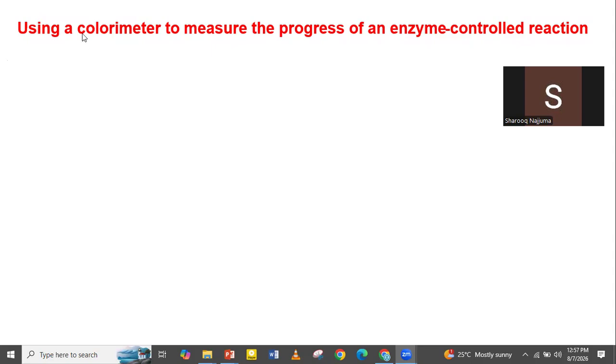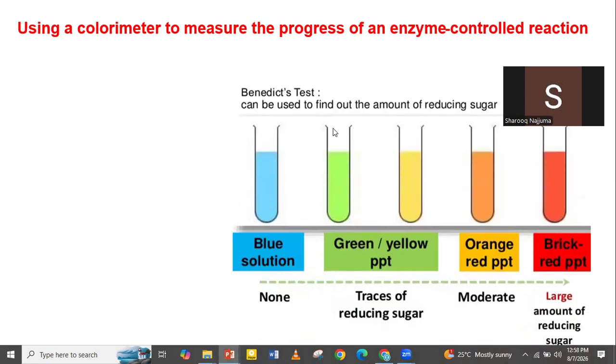You can see this word color. The word calorimeter has the word color in it. So a calorimeter is mainly used in reactions where we have color changes as the reaction occurs. Like an example, imagine we are having a reaction where we have amylase breaking down starch to form a reducing sugar. And maybe by the end of the reaction, you are looking out for the presence of reducing sugars. So you might see color changes, you might see blue, you might see green.